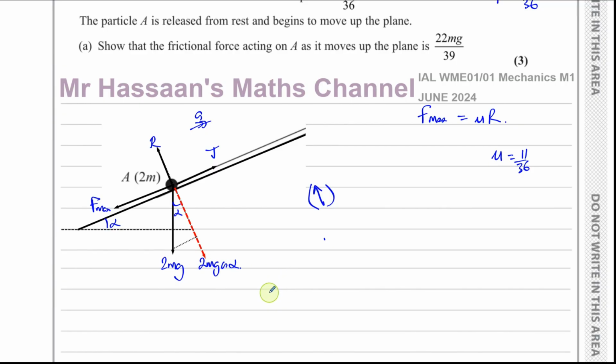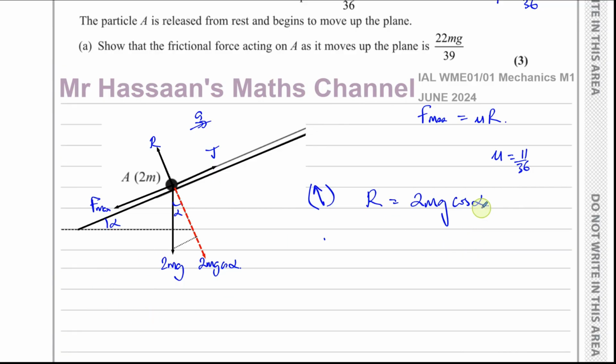Now I don't need to find this component right now, because all we need to find is F max. I just need to know what R is. This will help me find what R is. I know R is equal to 2mg times cosine alpha. The tension is acting parallel to the plane, so there's no component of it perpendicular. So that's 2mg cosine alpha.